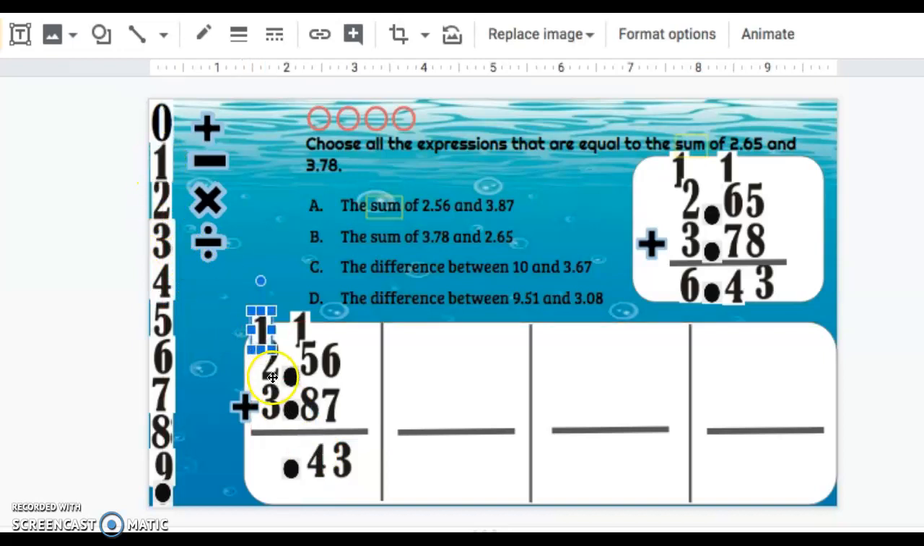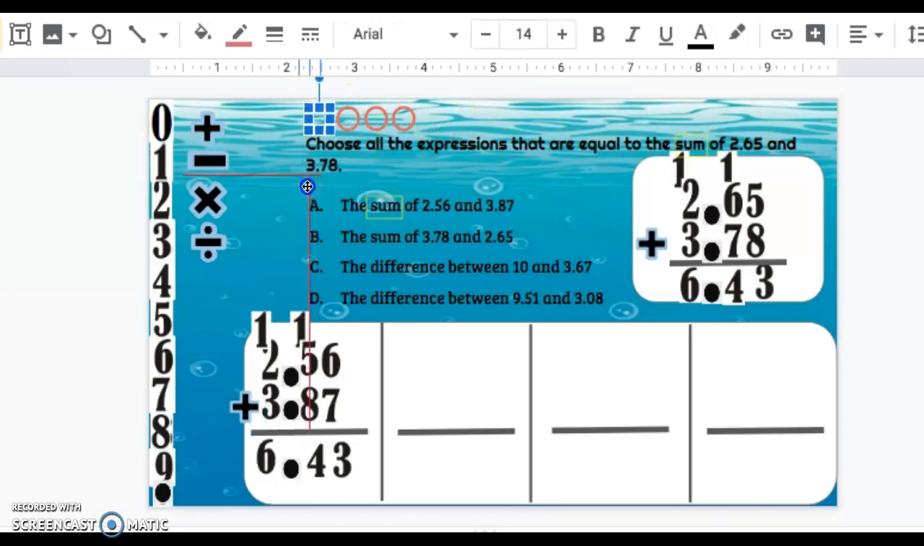And we have 1 plus 2, which is 3. 3 plus 3, which is 6. So we have 6 and 43 hundredths. That matches our answer that we solved when we found the sum of our question. So I'm going to take this circle and put it around A, because that is an expression that equals the sum of 2 and 65 hundredths and 3 and 78 hundredths.